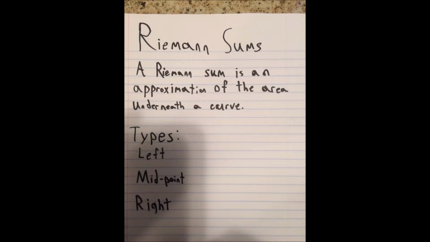Alright, today we are learning about Riemann sums with Paul Mariska and Danny Vincent. A Riemann sum is an approximation of the area underneath a curve. Now there are three types of Riemann sums, the left, midpoint, and right. We'll be going over each of these.